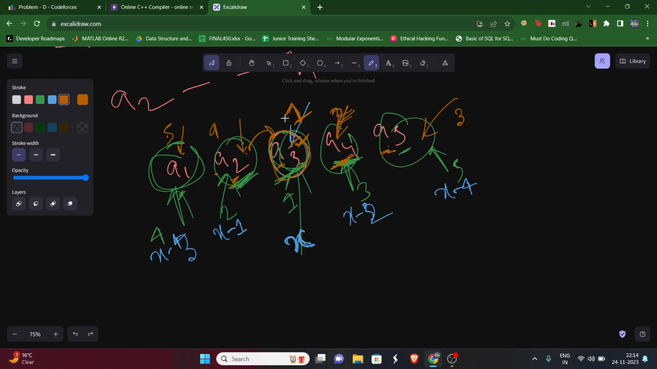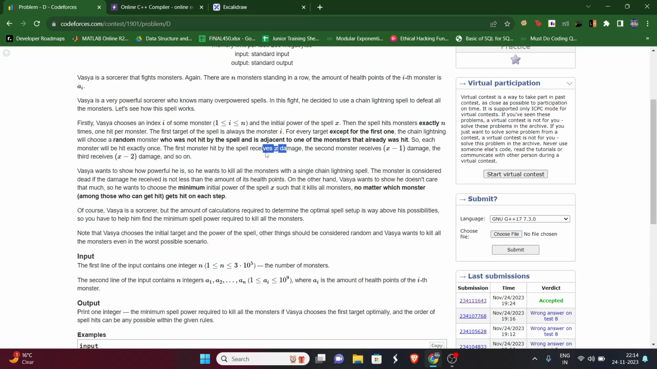We could not pick a1 right after a3, a4, a5. Why? Because there is no adjacent monster to a1 which is hit. So we'll have to go with a2 and then come back to a1. So that was the question.